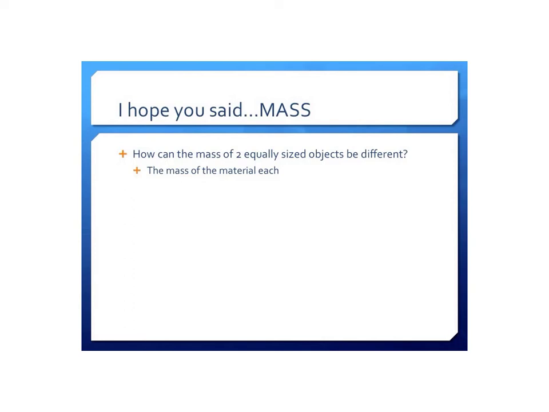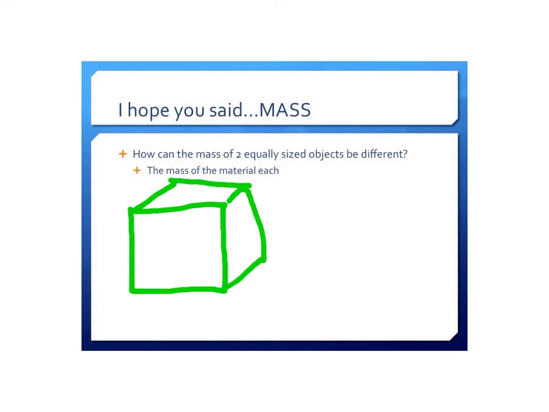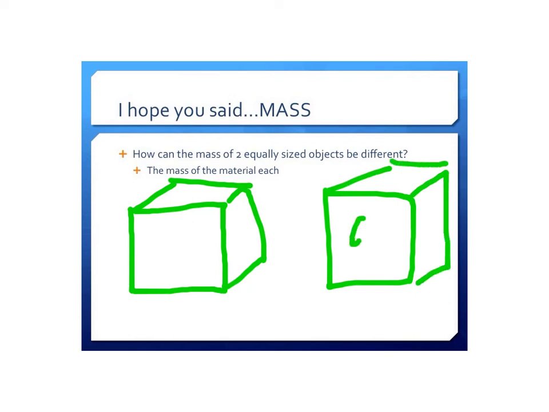So how can the mass of two equally sized objects be different? Well, the mass of the material that each is made up of is going to be different. So if I had a cubic meter of lead and a cubic meter of feathers, these are my really badly drawn feathers in here, of course, they're going to have different densities because I have all my little lead molecules in here.